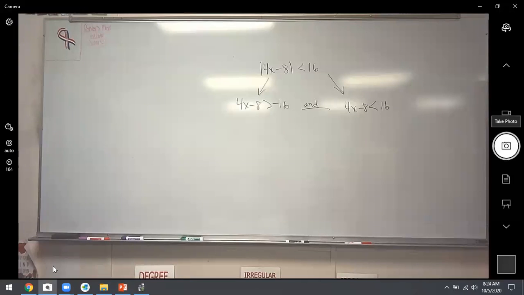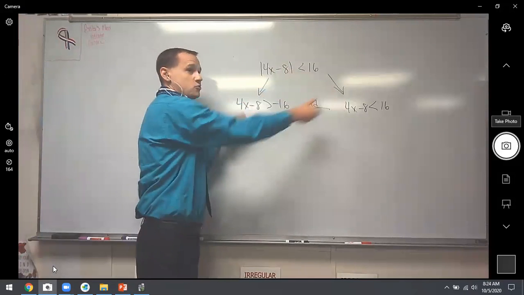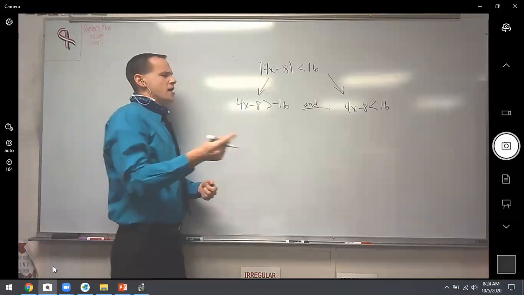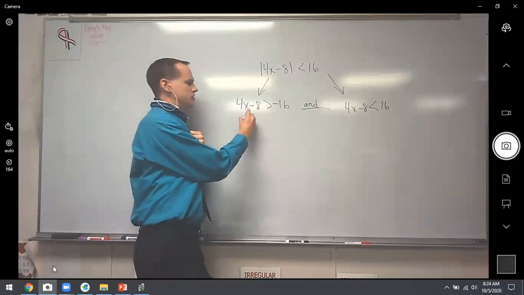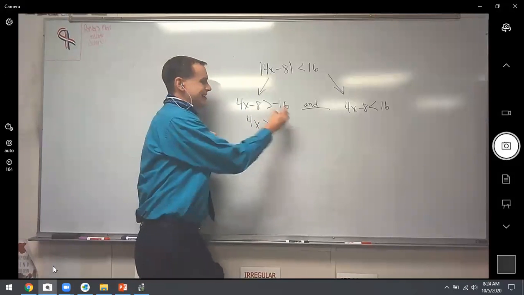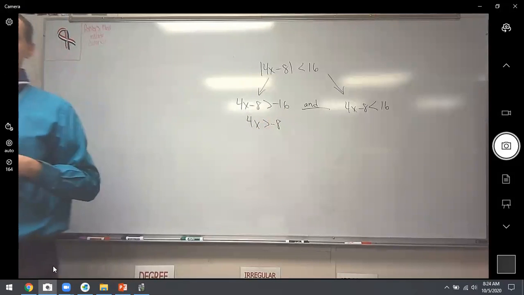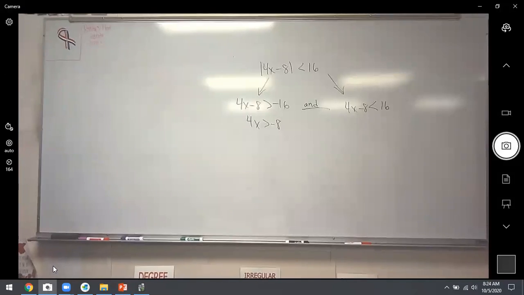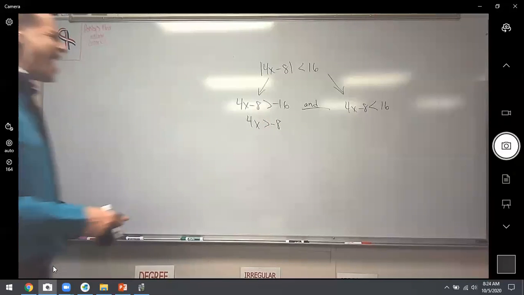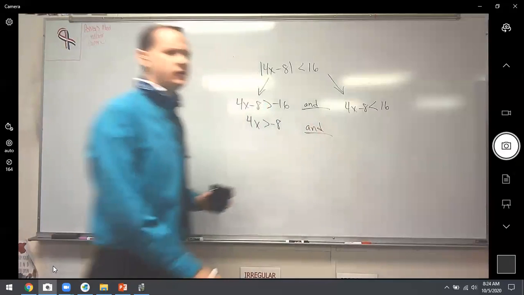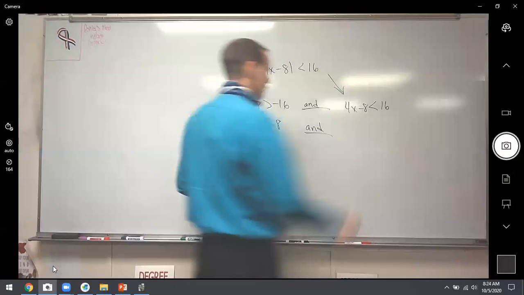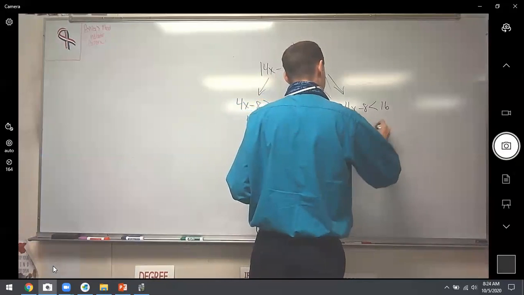Now we're just going to go solve it. So we're going to split into our two cases. We're going to go solve them each separately. This one, let's get the x by itself. We're going to add 8 to both sides. So 4x is greater than negative 8. Negative 16 plus 8 is negative 8. And keyword, over here if you add 8, 4x would be less than 24.